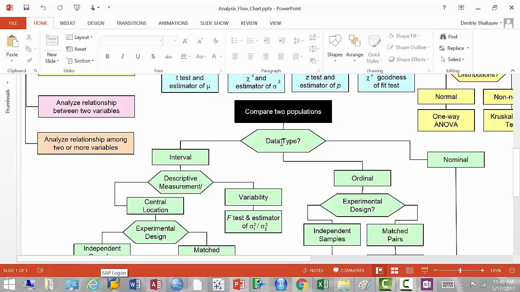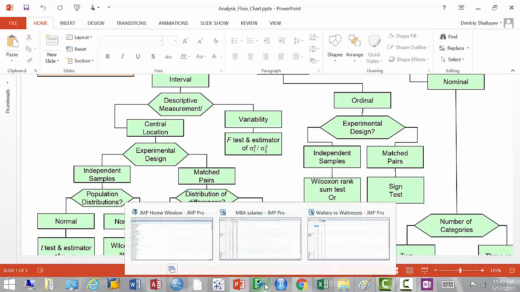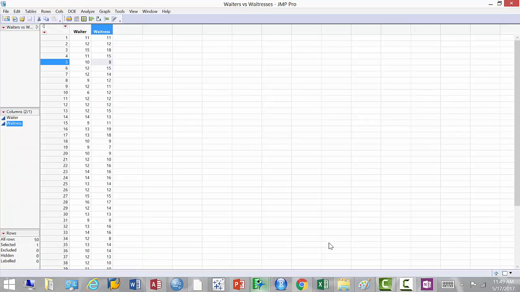What data type do I have? Interval, ordinal, or nominal? Interval, right there. And of course, I'm discussing central location, because we don't pay attention to variability. Now, here's the important question. Do I have independently collected samples for males and females, or are they matched by some criterion? What do you think? Independent or matched?